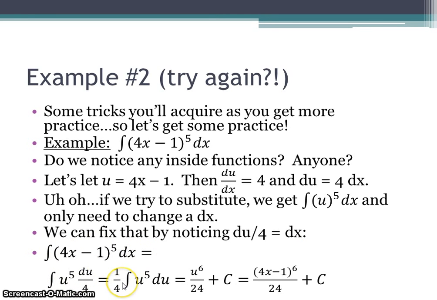In other words, 1/4 times the integral of u to the 5th du, which is equal to u to the 6th over 24 plus c, and now we can substitute our 4x minus 1 back in for u. We noticed our inside function. That's the key.